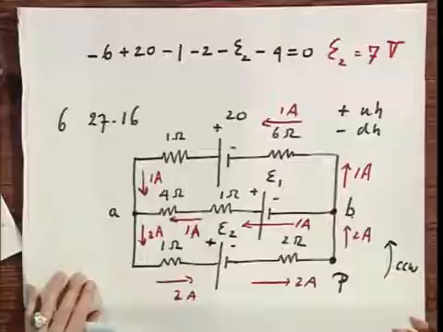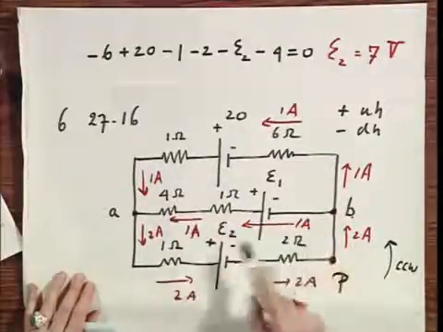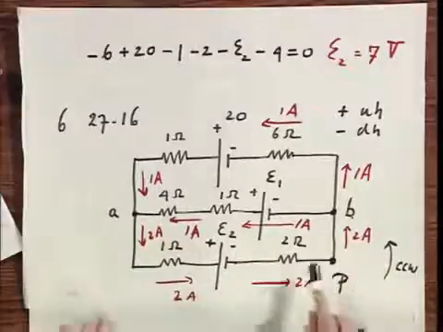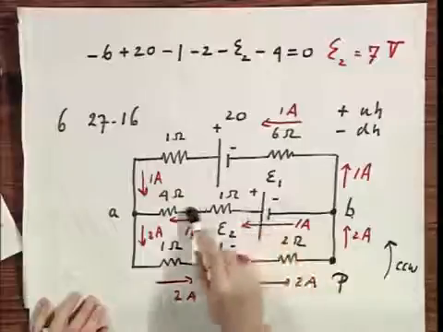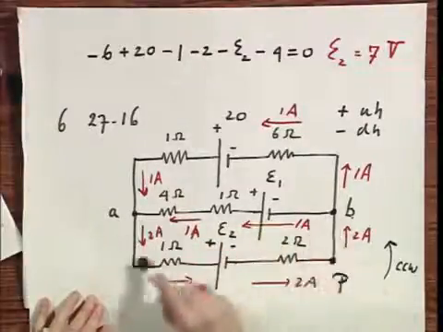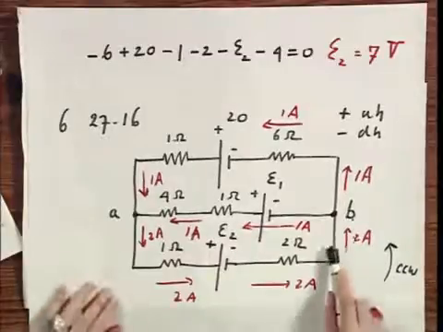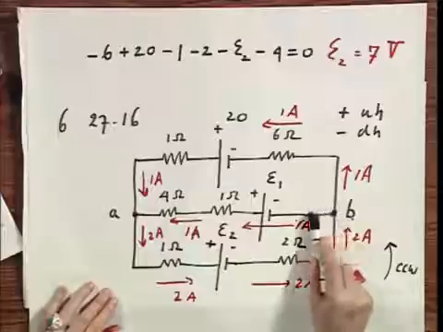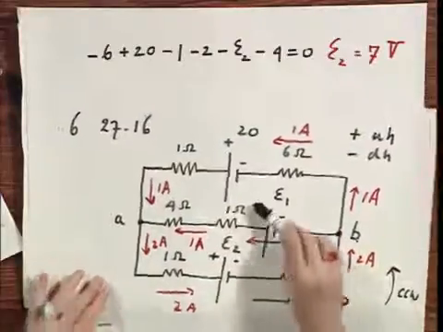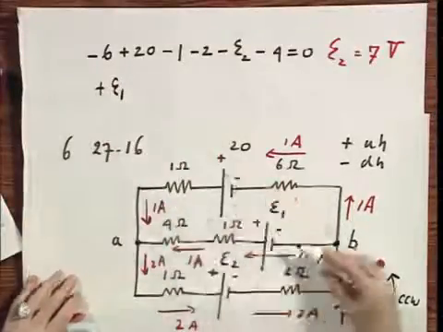Now I have a choice. I can take this loop, or I can take this loop. I can go clockwise, I can go counterclockwise. It should all make no difference. I have decided to take this loop and go counterclockwise. Where you start doesn't matter, but I will start again at point P. So I go up here, nothing happens. I climb up the potential. This is higher than that, so I get plus E1.